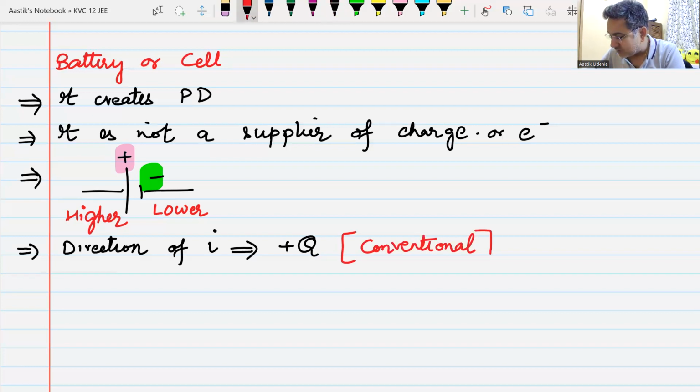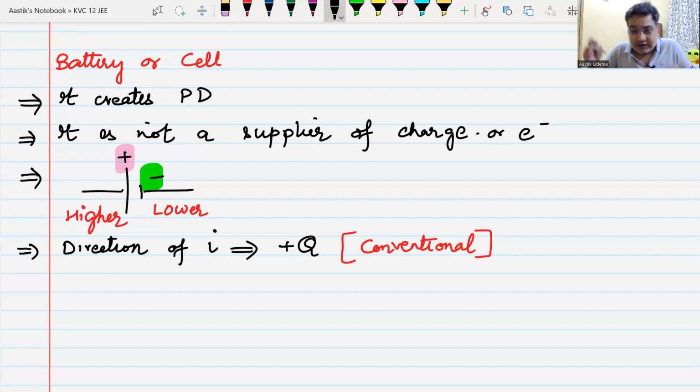But current is not the flow of positive charge, you must understand. Whenever there is a current in a circuit, positive charges are not doing anything. It's the electrons that are doing anything. So the actual direction of current is the reverse of this. The actual direction of current is the direction of flow of electrons. Do we understand this? That is known as the electronic direction or the real direction. Do we understand this? Yes, sir.